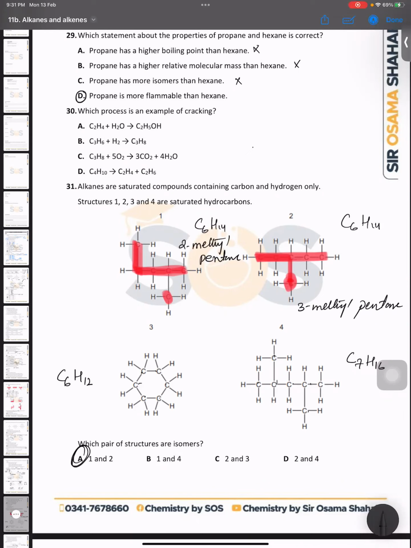What is the example of cracking? We know that cracking is the molecule of alkane breaking down to produce alkene and alkane. The right answer is only D. This is addition reaction of alkene, this is addition reaction of alkene, and this is combustion. Right. So this is the right answer, D.